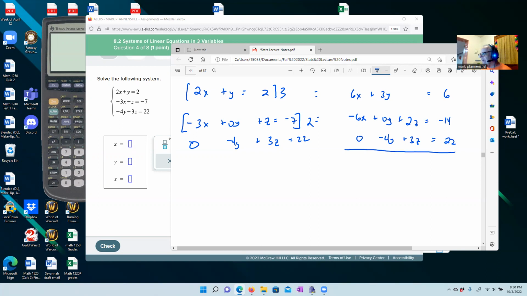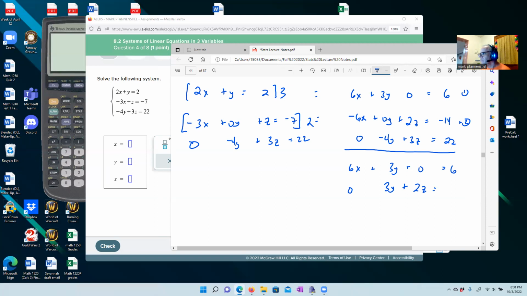And all I'm really doing is adding equation 1 and equation 2 together, and let's see what we end up with. We're not going to change equation 1, so we still get 6x plus 3y is equal to 6. In the second equation, we have 6x minus 6x, that's 0. We have 3 plus 0, so we still have 3y here. And then we have plus 2z, and then equals negative 14.